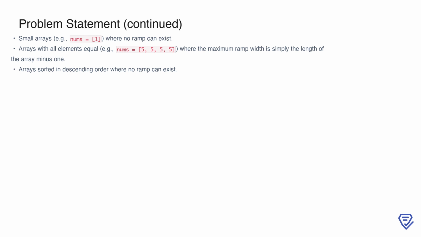For small arrays, such as nums equals 1, no ramp can exist since there's only one element. Similarly, for arrays where all elements are equal, like nums equals 5, 5, 5, 5, the maximum ramp width is simply the length of the array minus 1, because any pair of indices satisfies the ramp condition. On the other hand, arrays sorted in descending order, such as nums equals 10, 9, 8, 7, will never have a valid ramp because the condition nums[i] less than or equal to nums[j] will always fail for i less than j. Keeping these cases in mind will help you design a robust solution that handles all scenarios effectively.